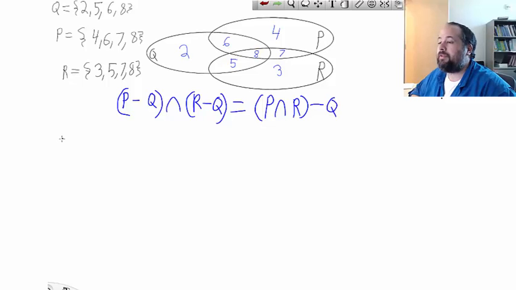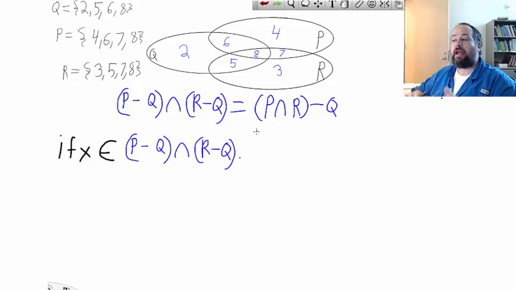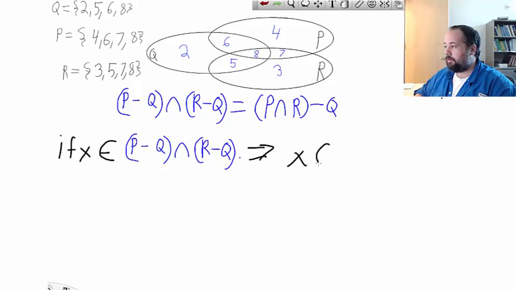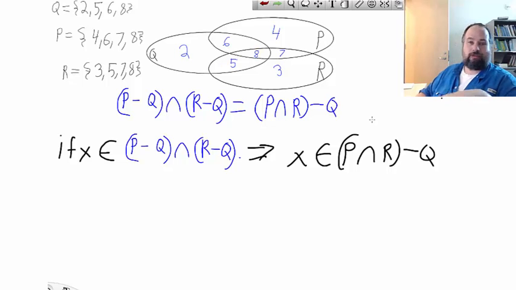Okay, and remember the element method says if X is a member of this set, then X is a member of P, but not a member of Q, and X is a member of R, but not a member of Q. Therefore, X must be a member of, well, what we just said, right? A member of P and R, but not a member of Q. Which is a little trivial because I just explained it to you with the Venn diagram, but, you know, if you said this with words, that would make sense, right? X is a member of P and a member of R, and X is not a member of Q. That is the one-way implication.